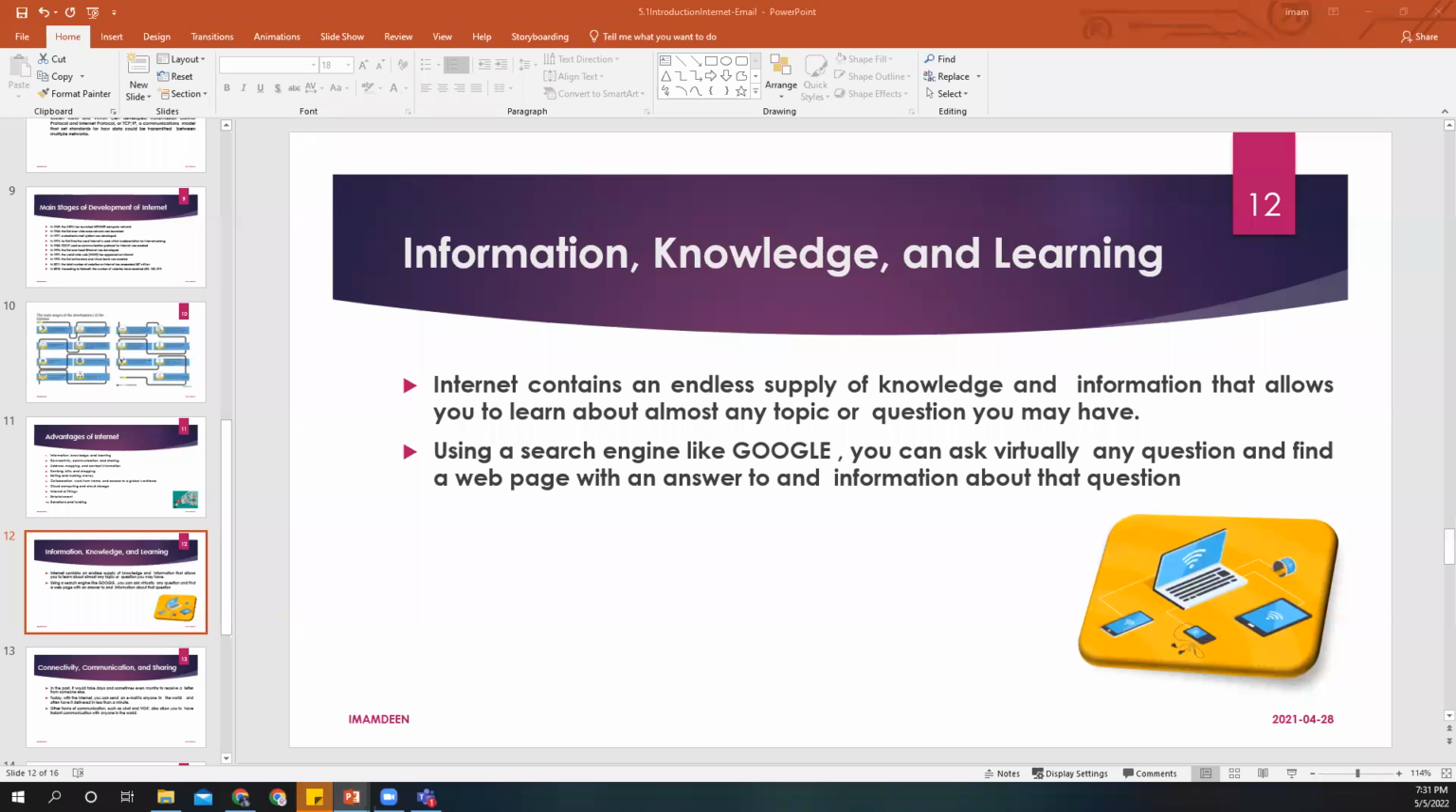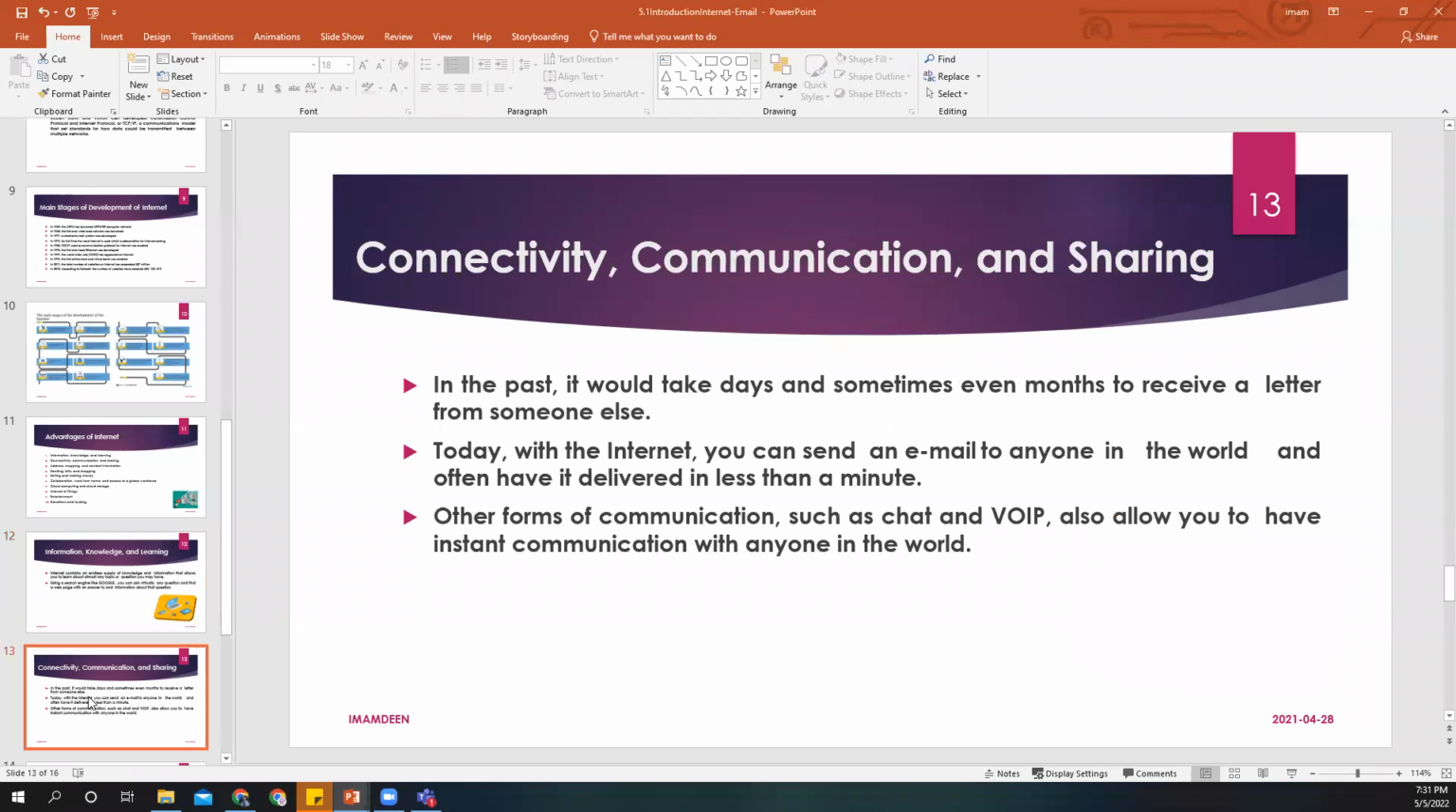Okay. So next thing is connectivity, communication and sharing. So you can take it down. So I was saying, right? So why we are using connectivity, communications, and sharing.